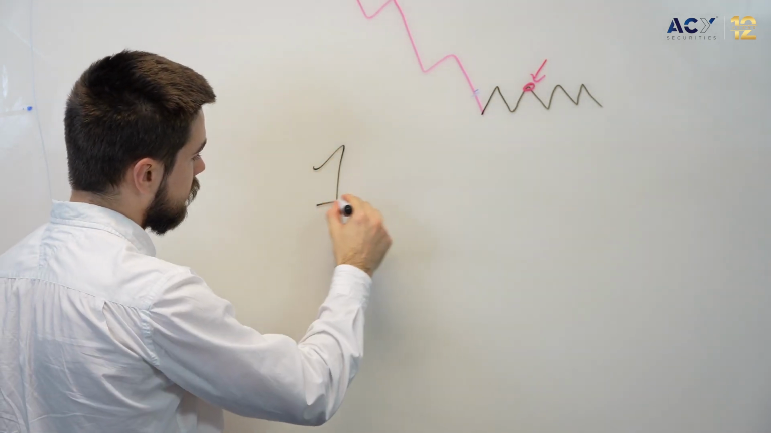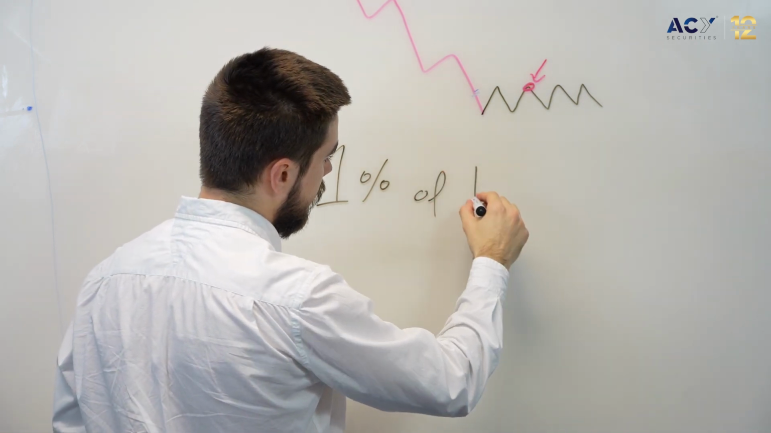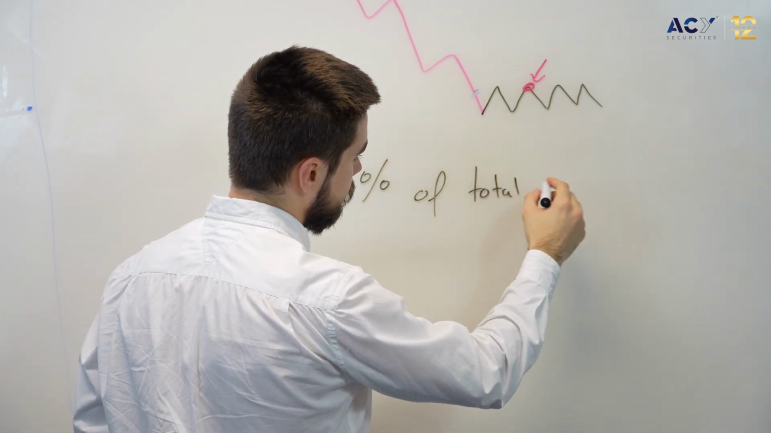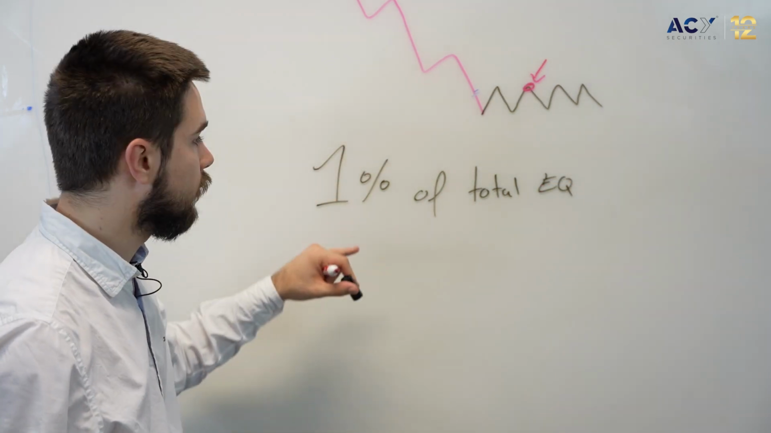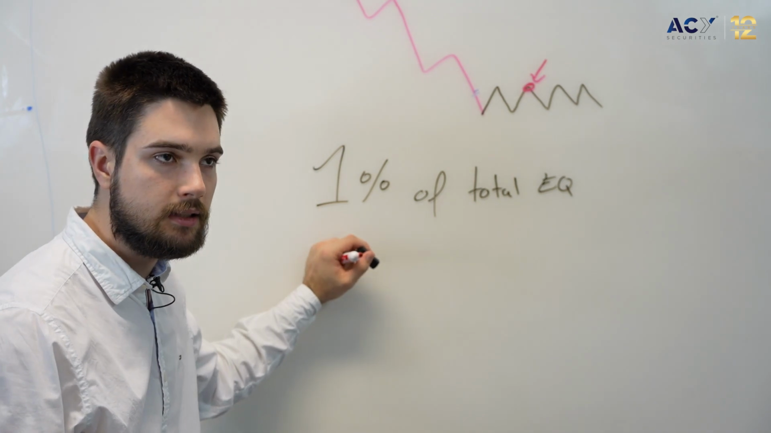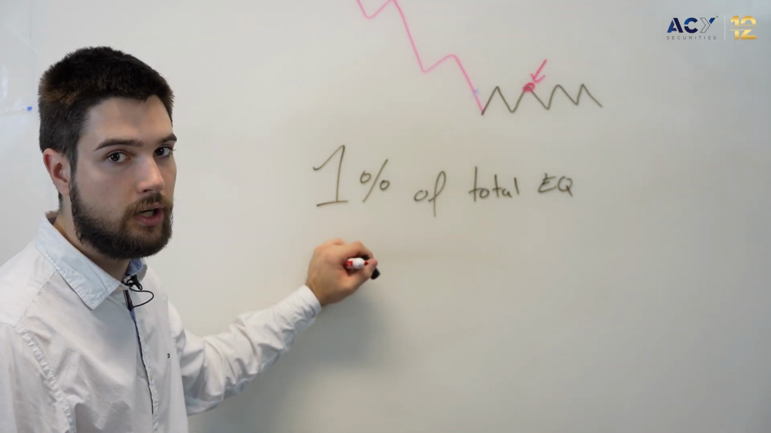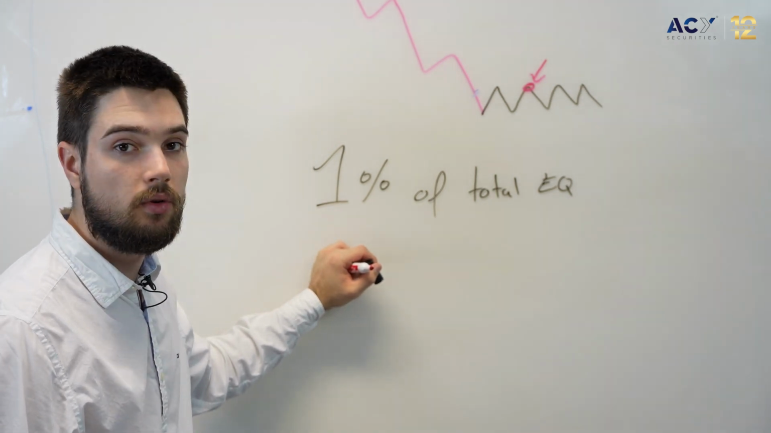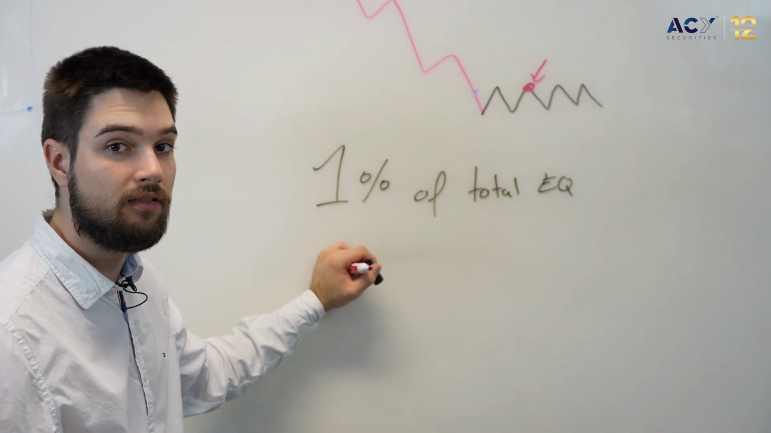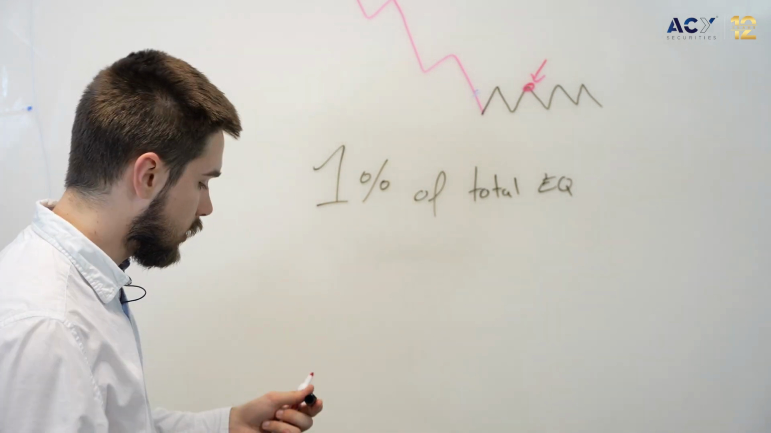1% of total equity, all right? So we're using only 1% of our total equity. What that means is, if you have $100,000, we're using $1,000 on this trade, okay? If you have $10,000, we're using $100 on this trade. If you have $100, we're using $1 on this trade, okay?